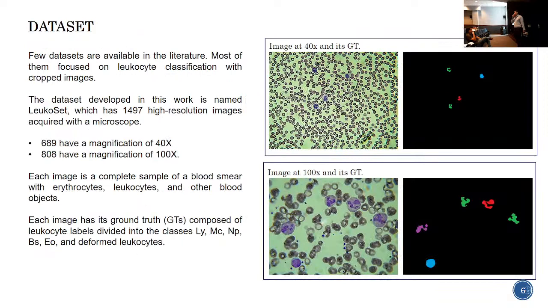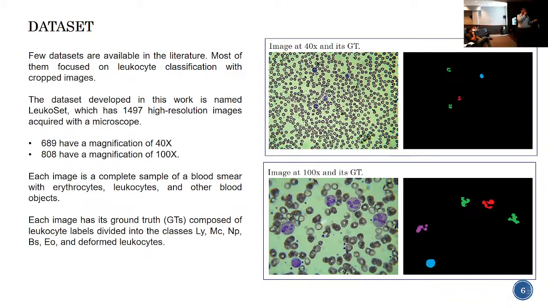Regarding the datasets, there are a few datasets available in the literature regarding the leukocytes. Most of them, as I said, focus on leukocyte classification with only cropped images. This dataset shows images directly from the microscope. We have a microscope where we put our sample, and on top of it, it has a camera that is connected to a computer to take the images directly from there.